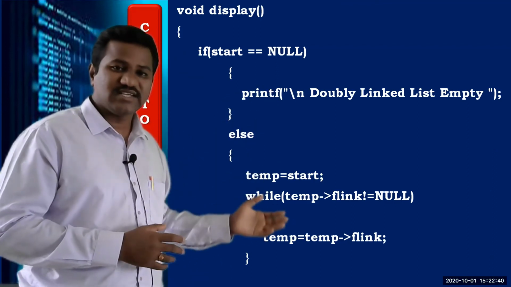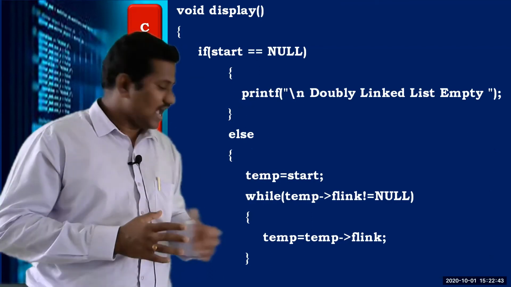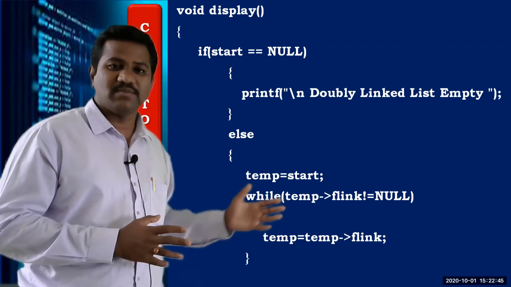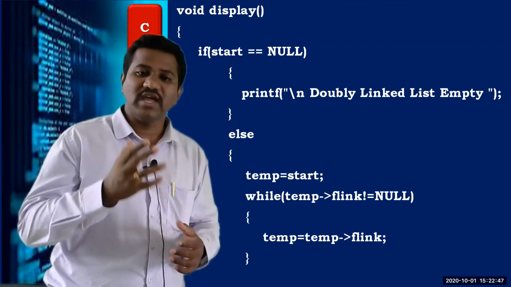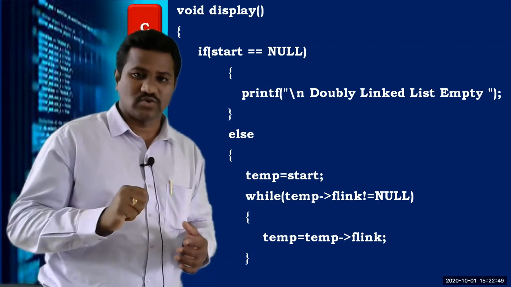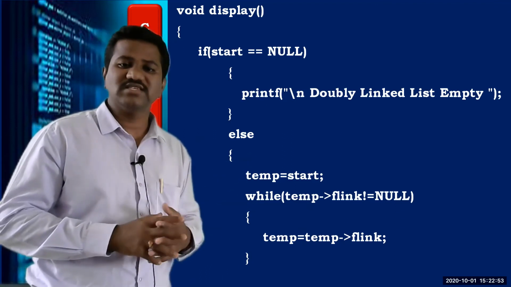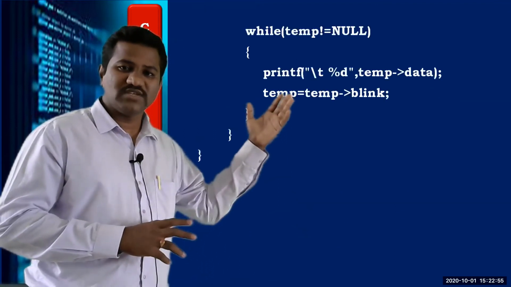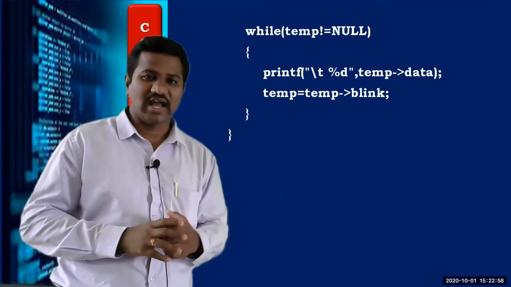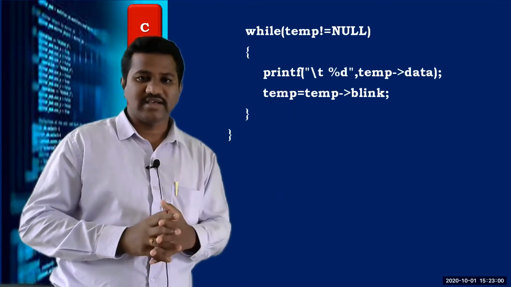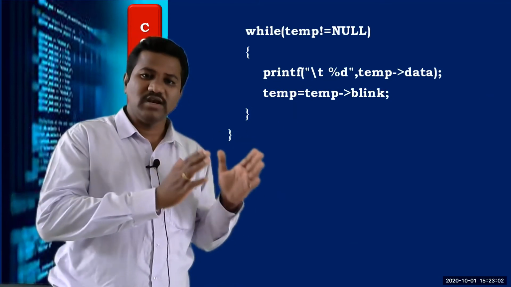If that condition is false, it comes to the else part. And here I said that two while loop statements will be used. This is the first while loop statement, and the purpose of this while loop is that we need to make our temp point to the last node, right? So that is the purpose of the first while loop. Now let us see the second while loop. The second while loop's purpose: temp is pointing to the last node, and from that last node, I need to come in the backward direction.